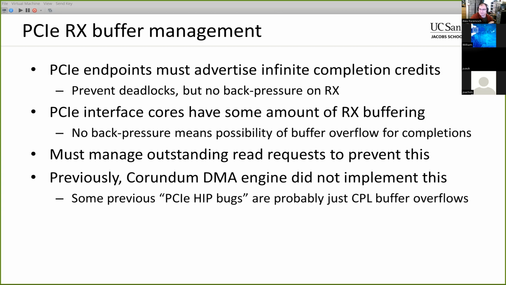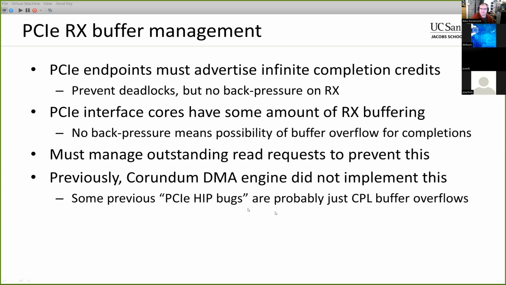So what we can do is manage the outstanding read requests to prevent buffer overflow of the RX completion buffer. Previously, the Corundum DMA engine didn't do that. I think I was able to get away with that because the Xilinx PCI Express IP core did a bit of buffer management itself and would prevent read requests from being transmitted if there wasn't buffer space reserved effectively for those. But it seems that the code that does that in the hard IP core is not perfect, and occasionally you do get buffer overflows. So I think some of the hard IP core bugs that I found may actually just be completion buffer overflows.